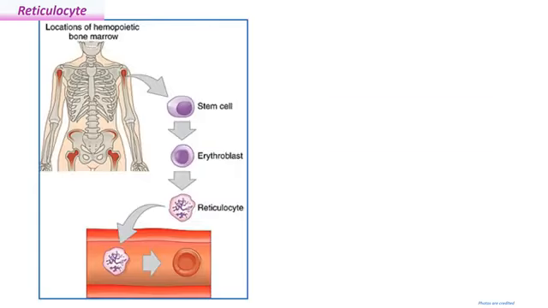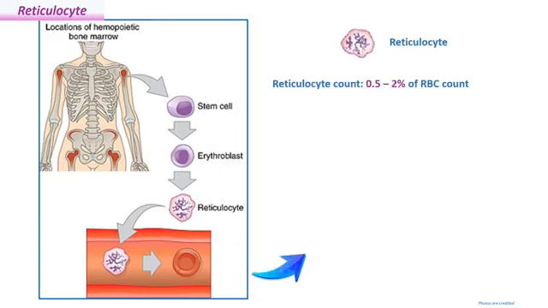Before knowing the topic of anemia, we have to know about the reticulocyte. As we have seen in the previous slide, the hematopoietic stem cell develops into erythroblast, normoblast and finally reticulocyte. Reticulocytes are premature RBCs which are coming into the circulation. The reticulocyte count is on average 0.5 to 2% of the total RBC count.